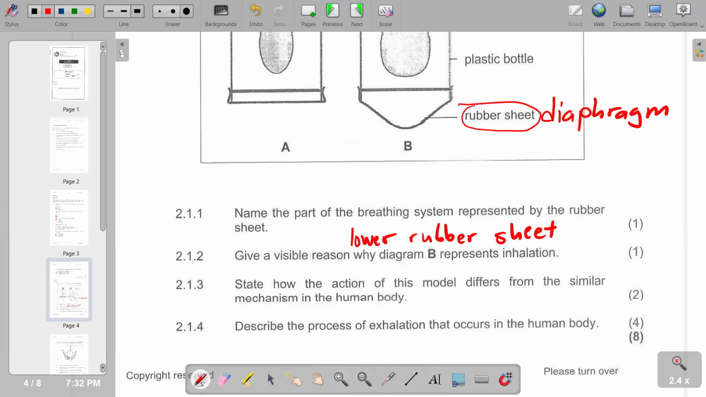Or we can say increase in volume of bell jar. That's also a correct response that we can give. So basically, that's what we have on number 2. Then we go to number 3.